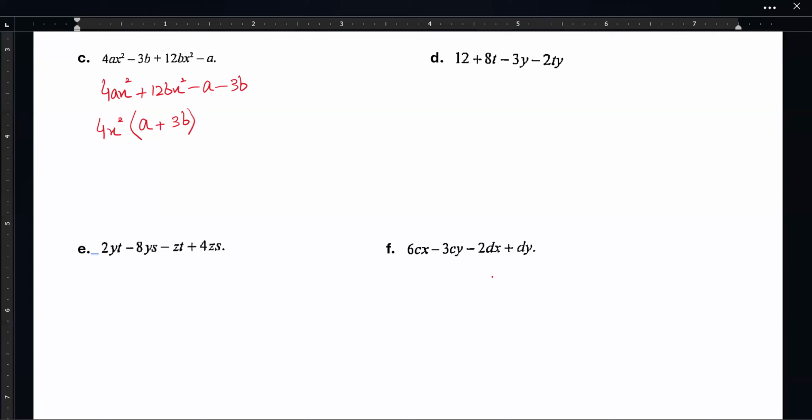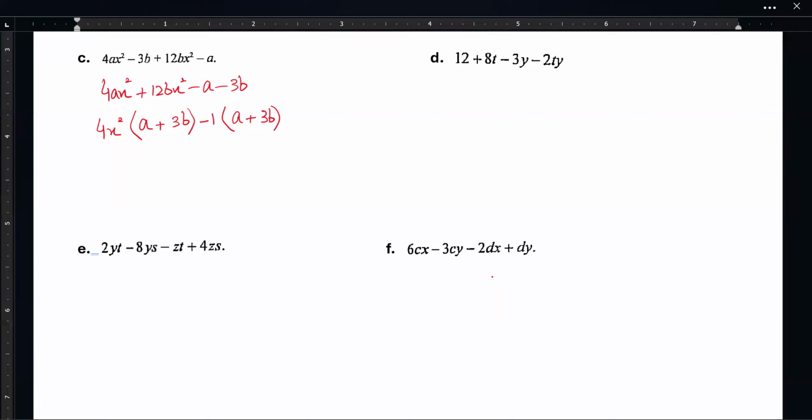Let's take a close look at the last two terms. There's nothing common except one thing: the minus sign. So I'll take minus 1 as common. The 1 doesn't make any difference, that's why I write 1 here. What happens? Signs are going to be changed because I've taken minus as common, so it's going to be plus 3b. Look, the two brackets are the same, a plus 3b, a plus 3b.